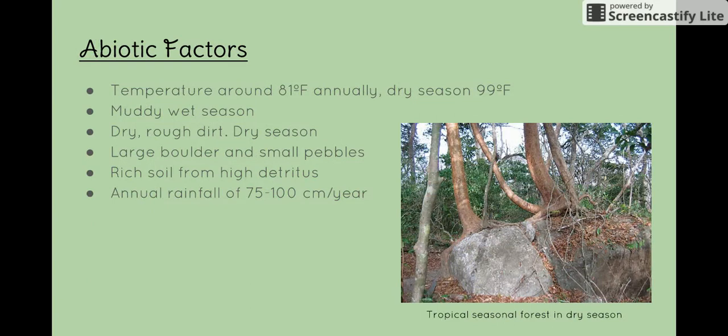The temperatures are usually around 81 degrees Fahrenheit, but during the dry seasons, it's around 99 degrees. And overall, it has muddy, wet seasons, but when it's dry, it has dry and rough dirt. They consist of large boulders and small pebbles, have rich soil from high detritus, and the annual rainfall is about 75 to 100 centimeters a year.